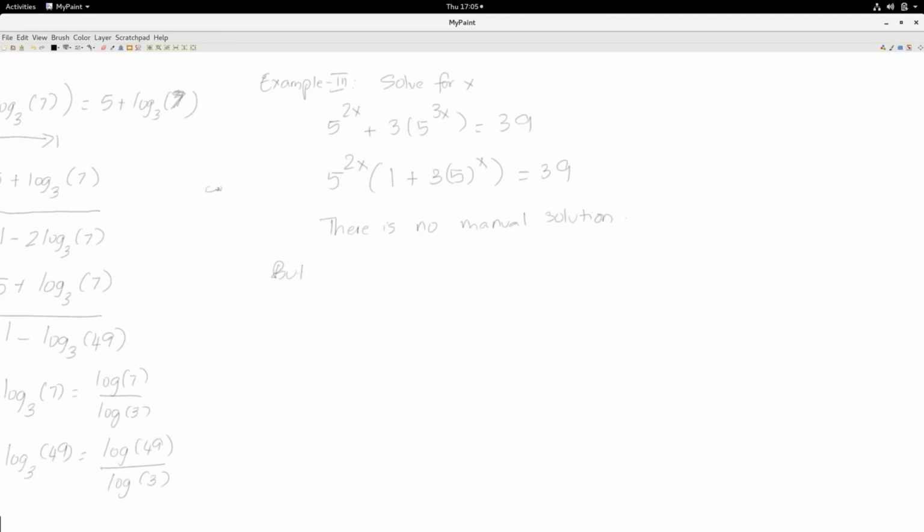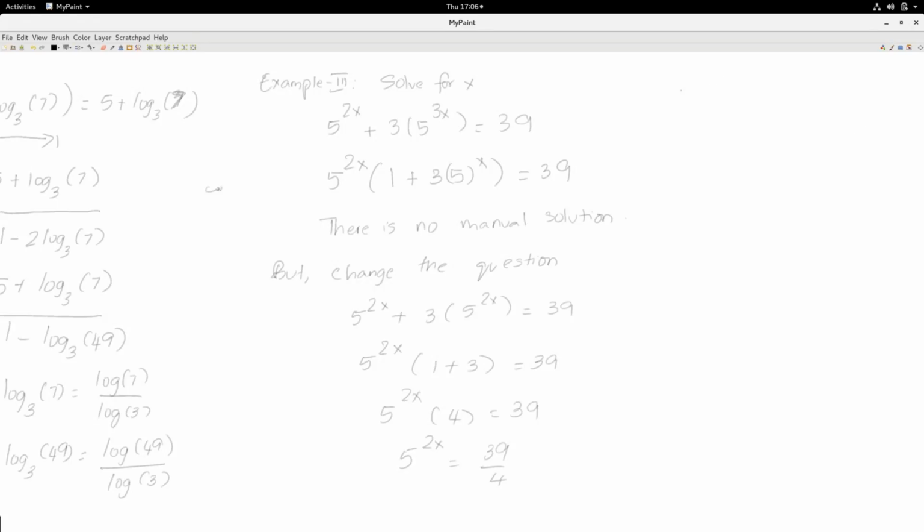But if I changed the second expression, 5 raised to 3x, to 5 raised to 2x in the question as follows, then I have a 5 raised to x common in both terms, which I can pull out, leaving 1 plus 3 inside and 39 on the other side. So 5 raised to x times 4 would be equal to 39. Divide by 4 on both sides, you will get 5 raised to x equals 39 over 4.